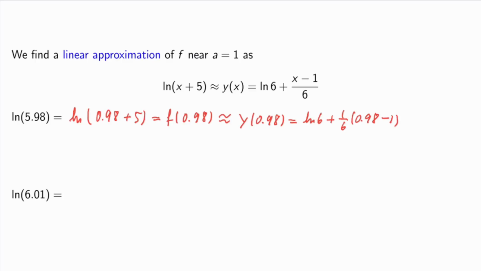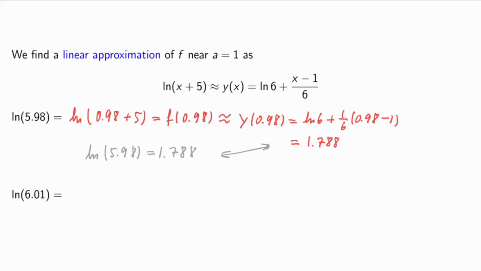So let's plug it in. And we get, let me just look at my notes, 1.788. Now, if you calculate this directly on the calculator, you find ln of 5.98 is 1.788. So we get the same thing from the linear approximation. Of course, if you have a calculator, you do the calculator directly. But on the other hand, in some cases, you might not, for example in exams. And then it's always good to know the linear approximation.